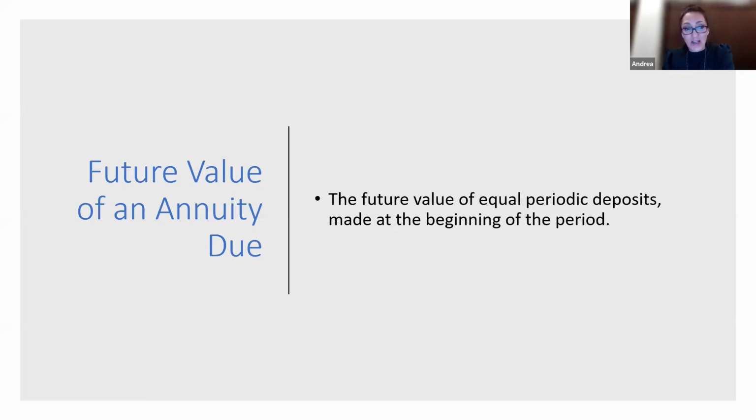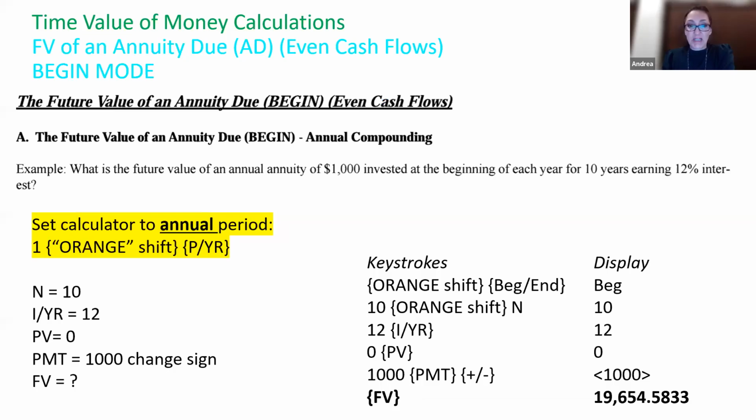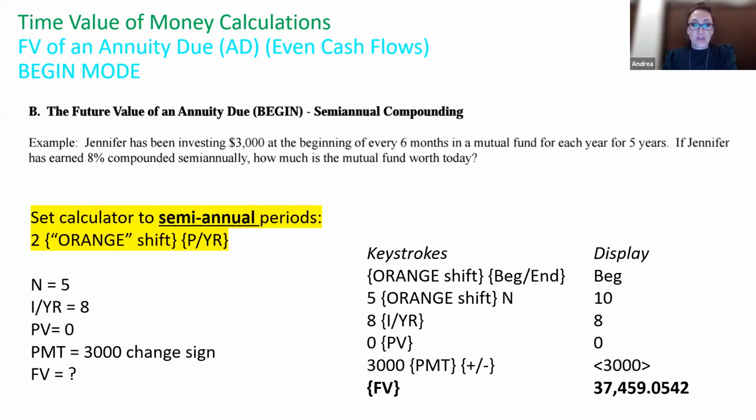All right. Now we're going to look at the future value of an annuity due, which is begin mode. Okay. So let's look at, I'm just going to go to the semi-annual compounding here. All right, so Jennifer has been investing $3,000 at the beginning of every 6 months in a mutual fund for 5 years and has been earning 8% compounded semi-annually. How much is the fund worth today?